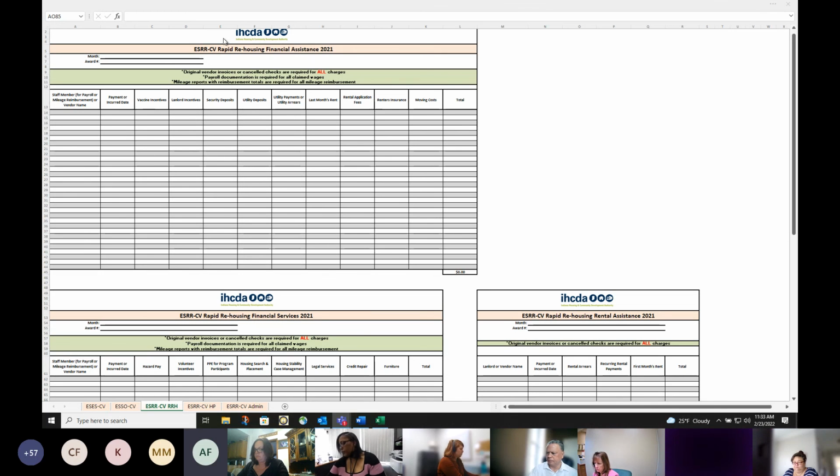Does anyone have any specific questions around the narrative that Roxanne's pulled up? Does everyone know where they should be entering things under which area, which category?